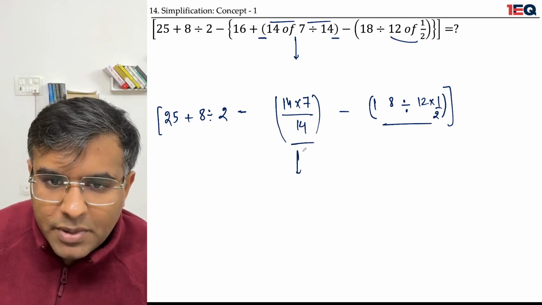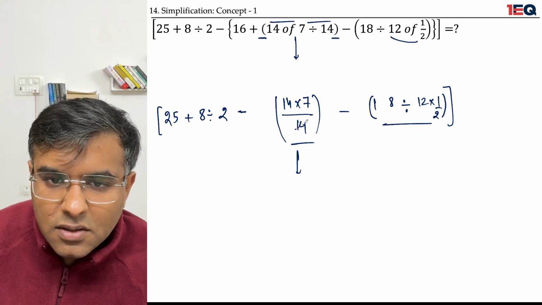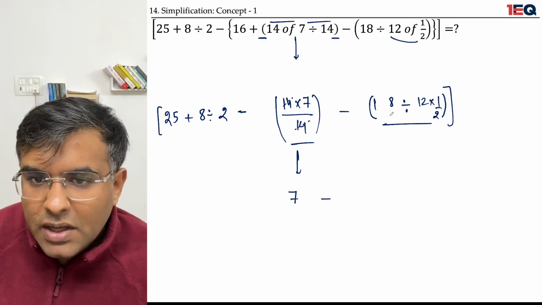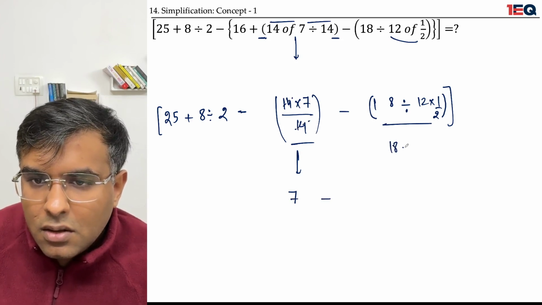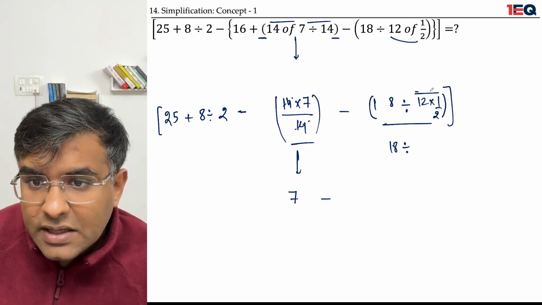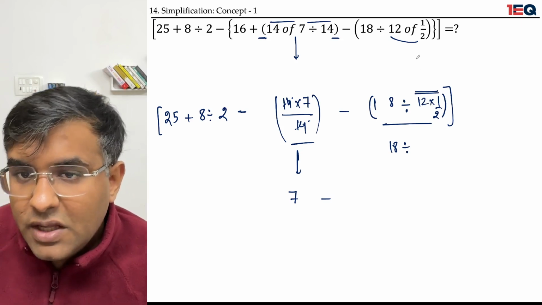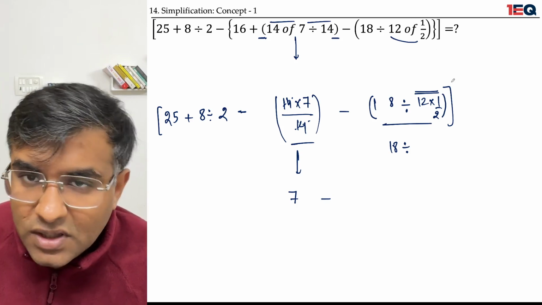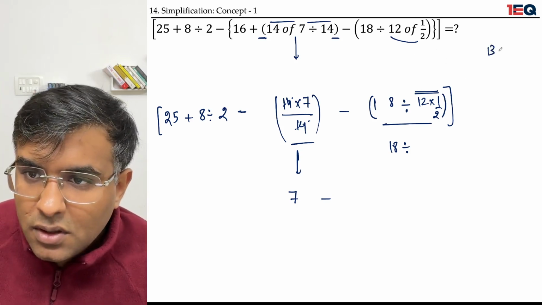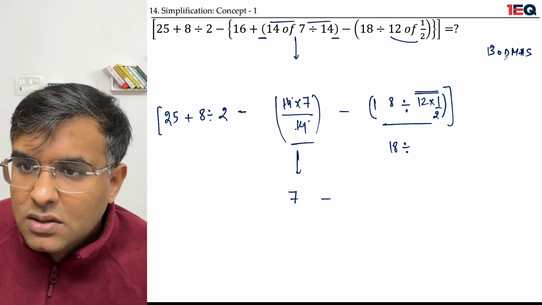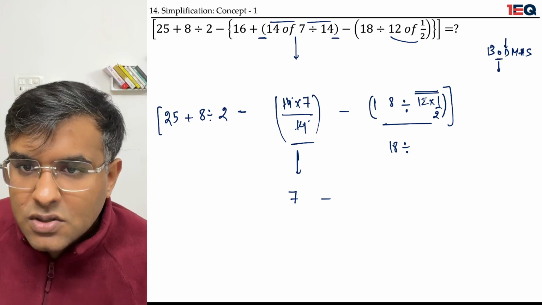I'll take one step ahead. 14 would get cancelled by 14, and this would give me a result of 7, minus 18 divided by 20. This 12 into half would take precedence over the division because there was an off involved in it. Whenever we do BODMAS, this off takes precedence over D. So off is solved first.